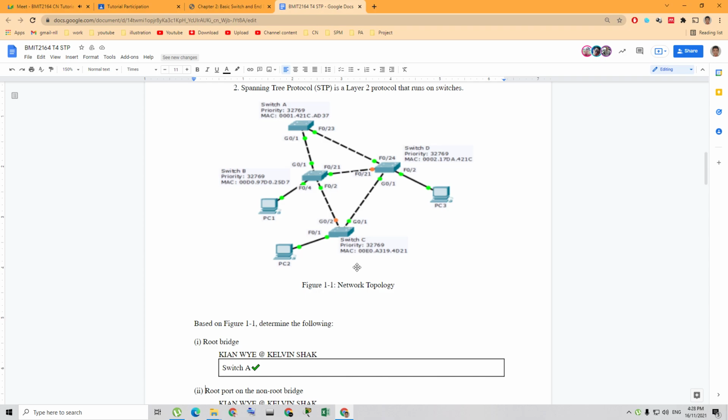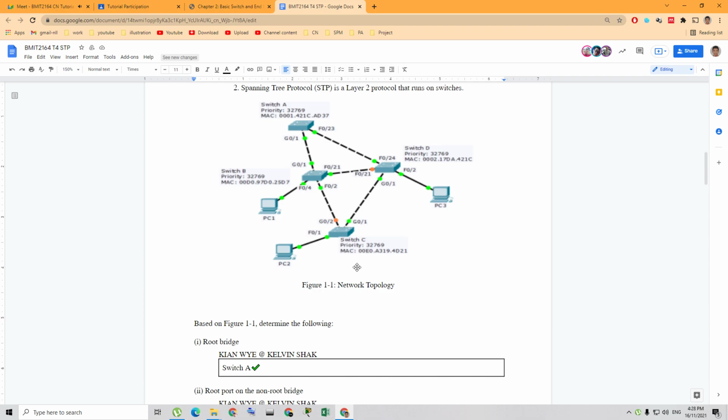Okay, so in terms of path cost, 4 plus 19, the same, right? G02 is 19 plus 4. G01 is 4 plus 19. So the same, right? So when the path cost is the same, then we check something else, right? So we check priority, and priority is the same.